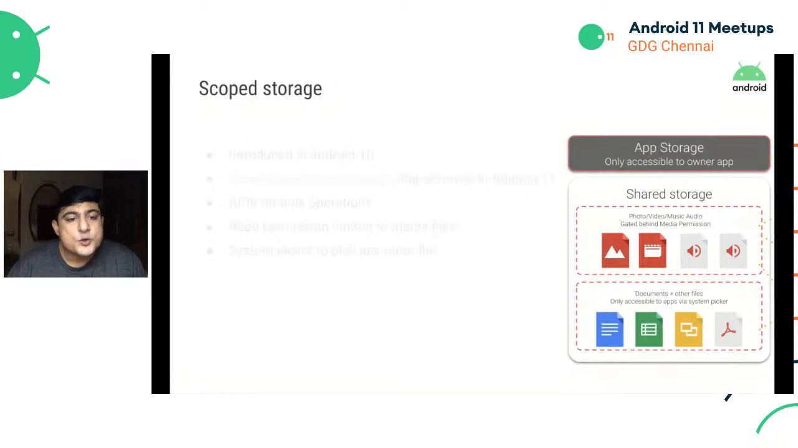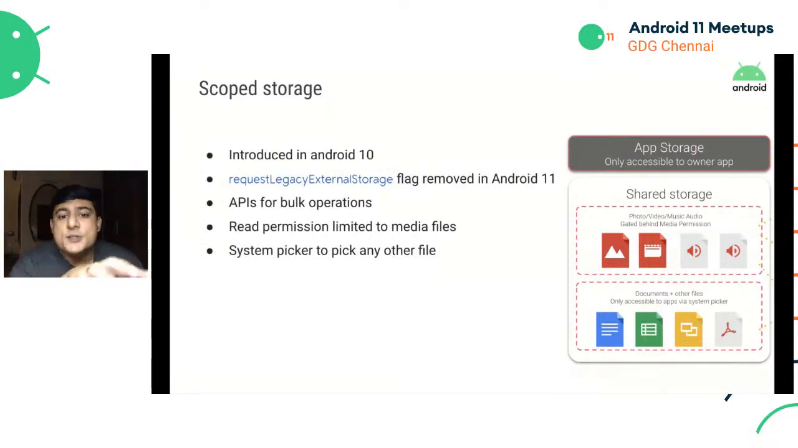I'll start with scoped storage. Scoped storage was introduced in Android 10. This was a mechanism by which we protected the data that was created by an application, and protected the user's data privacy from other applications accessing it. In Android 11, if you take your storage, there are two types of storage. One is your internal app storage, and then there's the external storage.